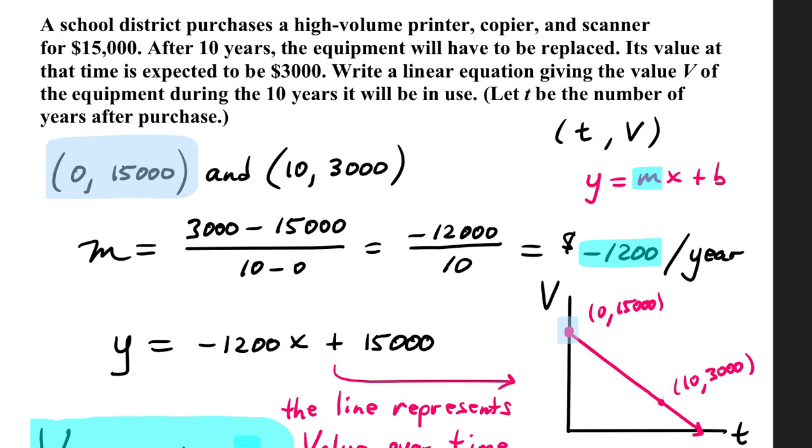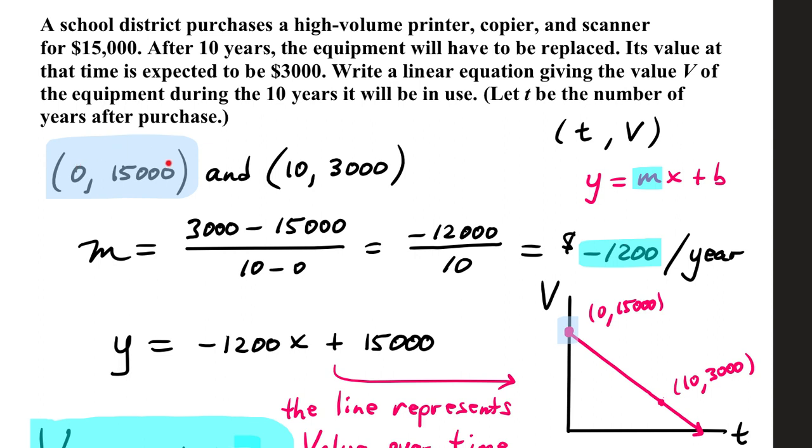So again, I'm going to set up ordered pairs as T and V. First, let's find a slope. 3,000 minus 15,000 over 10 minus 0. So there's $12,000 in loss of value over the 10-year period for an average of $1,200 depreciation per year.